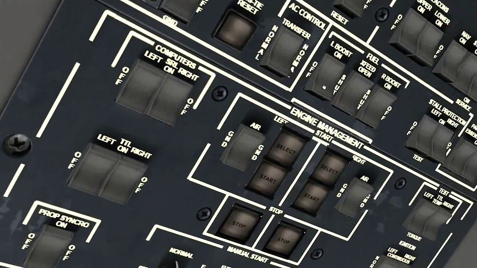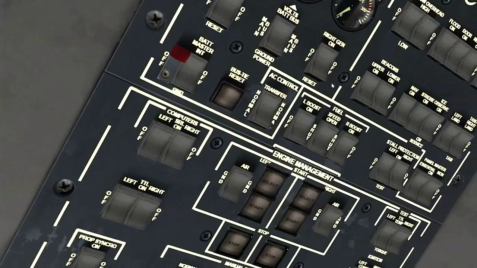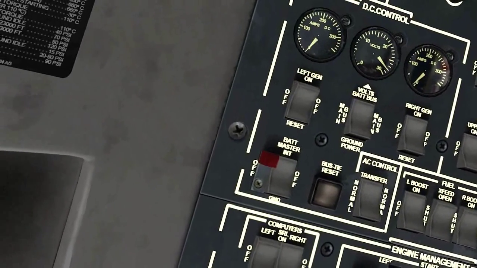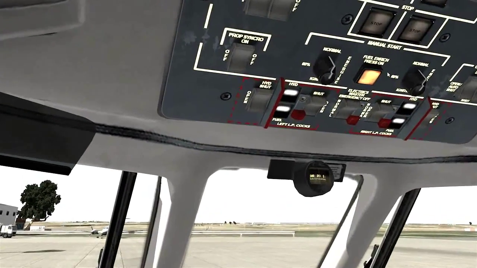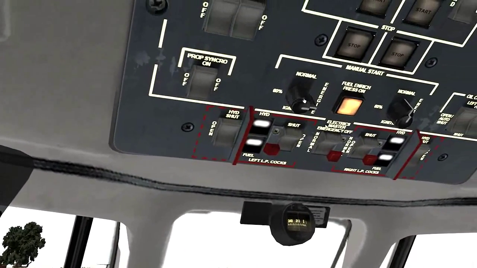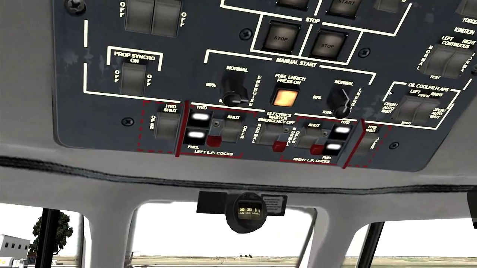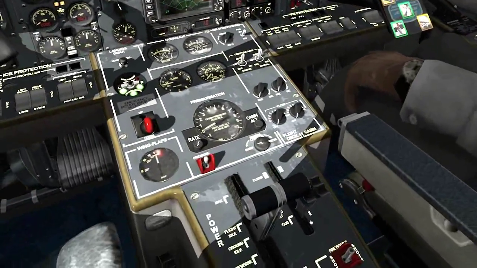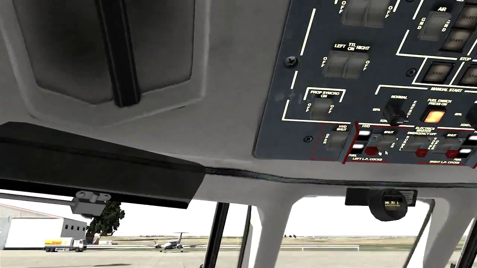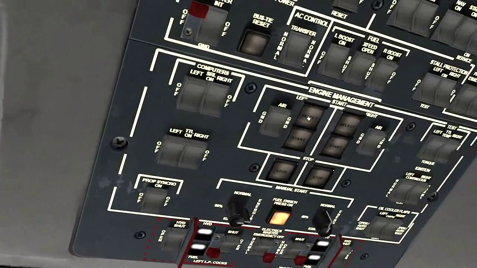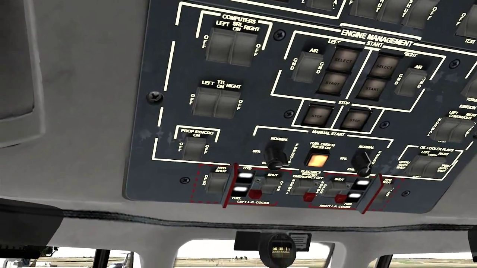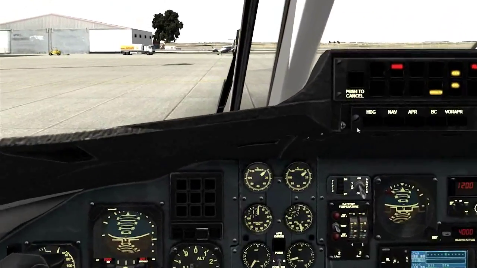To start the engine, we're going to reset the generator. Okay, in case we have an overcurrent, we put it in the energize position, and we have the condition lever on the taxi already, and we don't have to select the engine. We just press start, and this is what is going to happen.